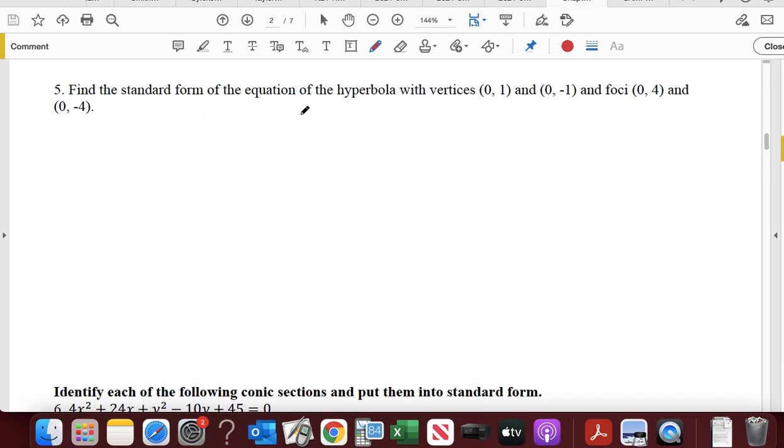Okay. So find the standard form of the equation of the hyperbola with vertices 0, 1, and 0, negative 1, and foci 0, 4, and 0, negative 4.